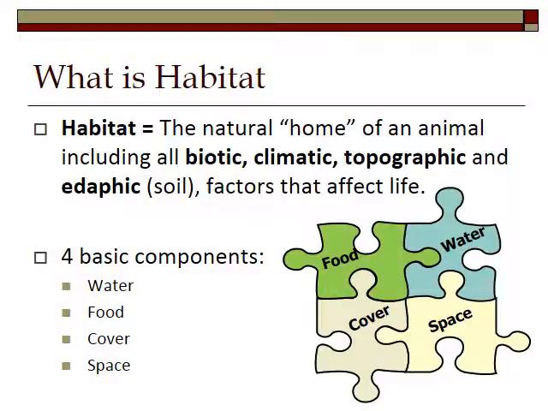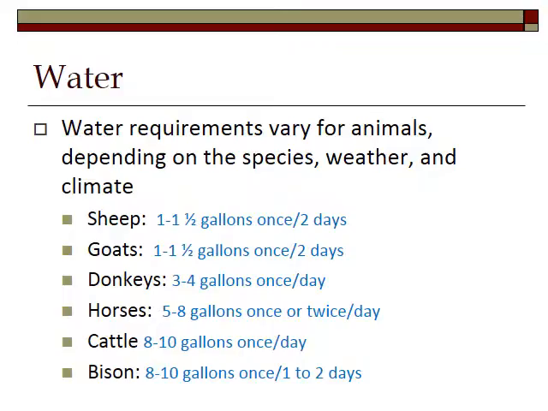We talked earlier in this class about the four basic components of habitat. When we measure habitat attributes, we measure things such as water, food, cover, and space. So those are the four basic components of habitat. That's what we measure when we're assessing habitat. Let's first talk about water.